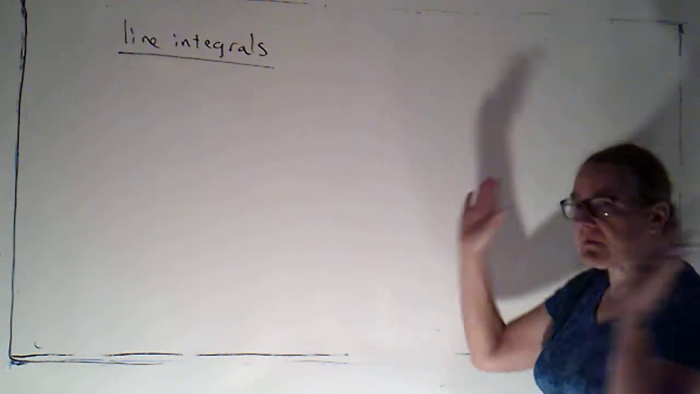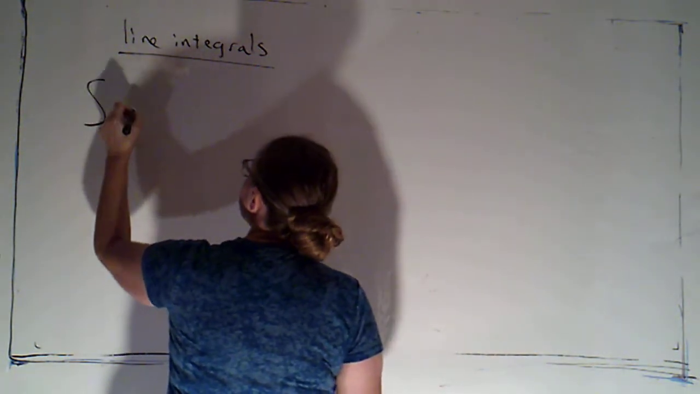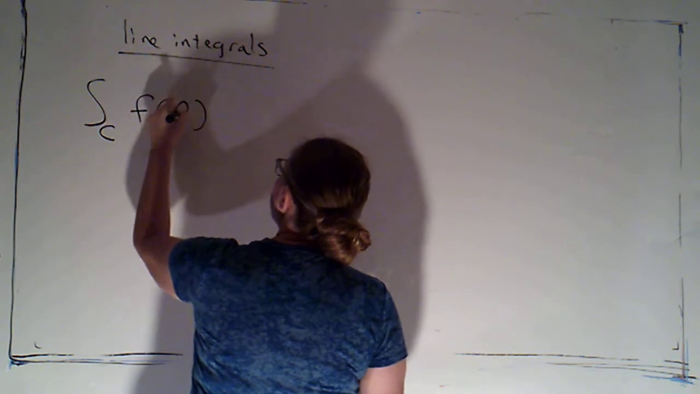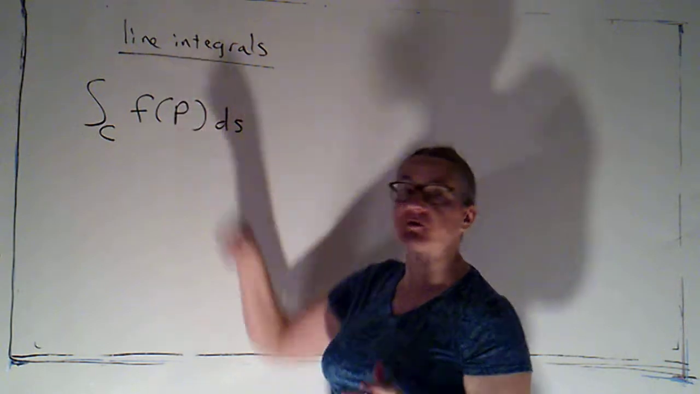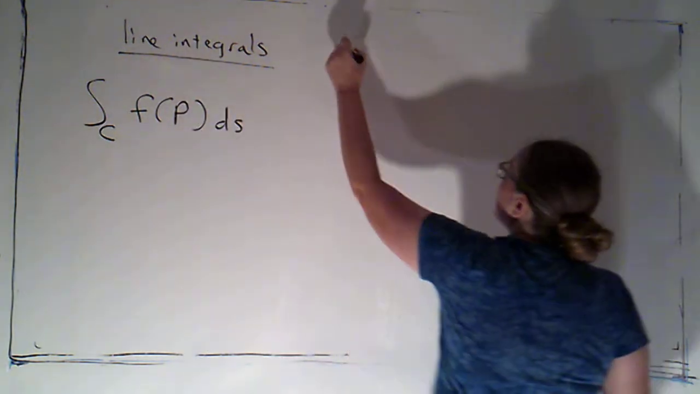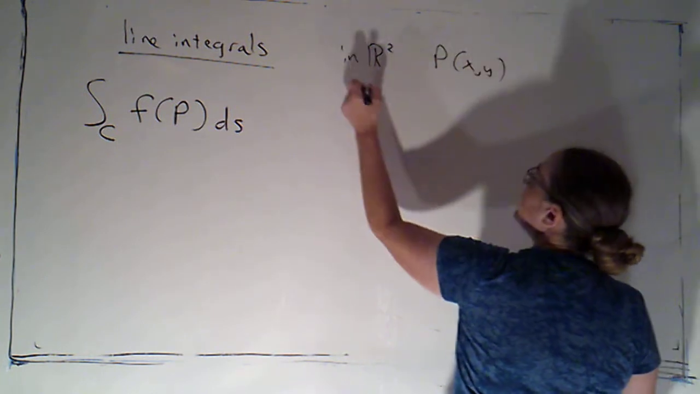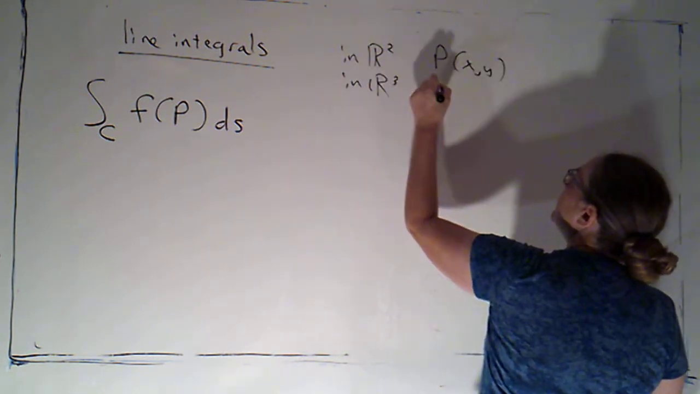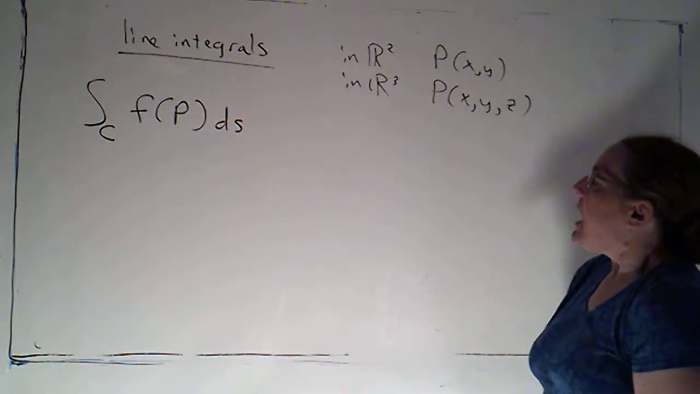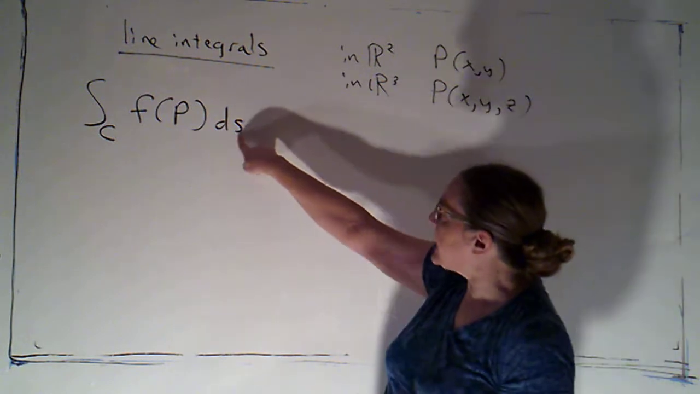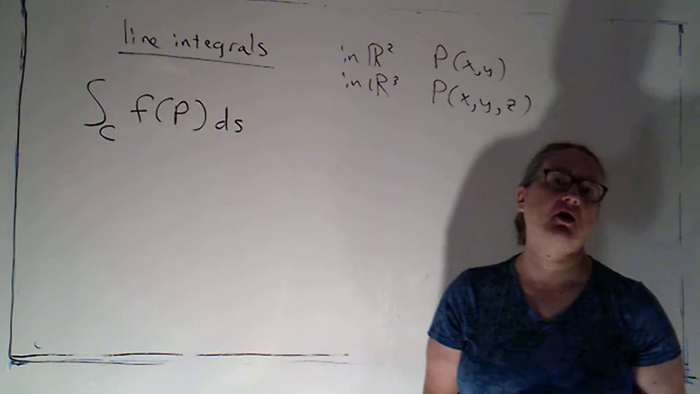Okay. So, the most basic idea of a line integral is that I would have the integral along C of f of p ds. Now, p here is just representing a point. So in R2, p is just the point (x, y). In R3, p would be the point (x, y, z). And this little s here stands for arc length. So we're integrating with respect to arc length.